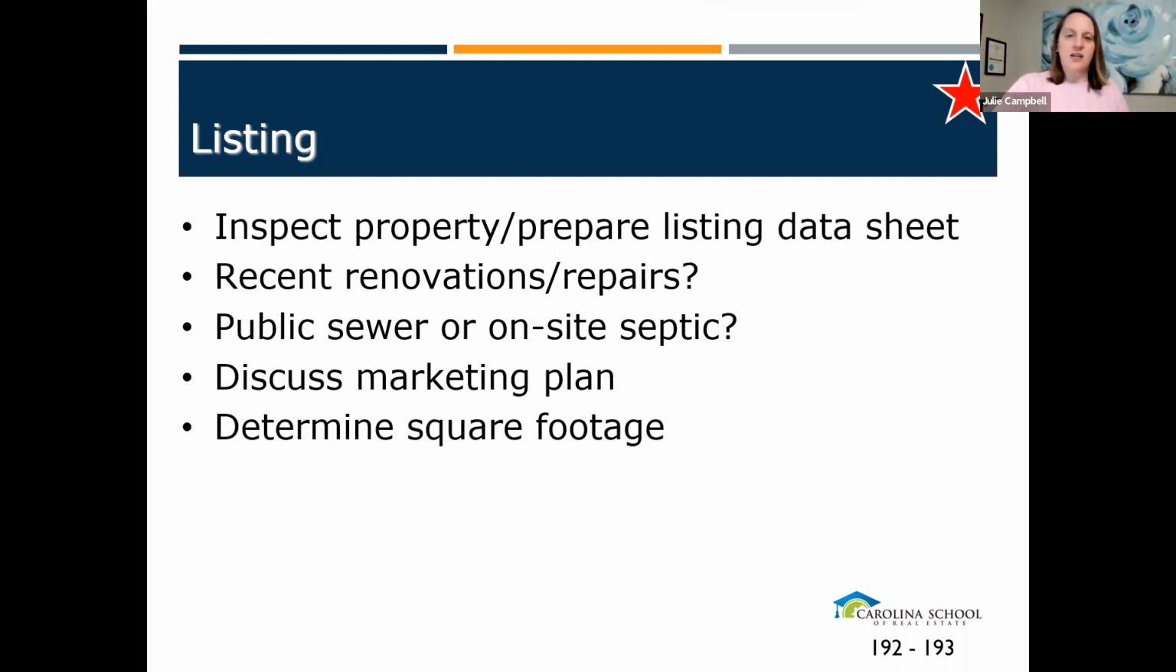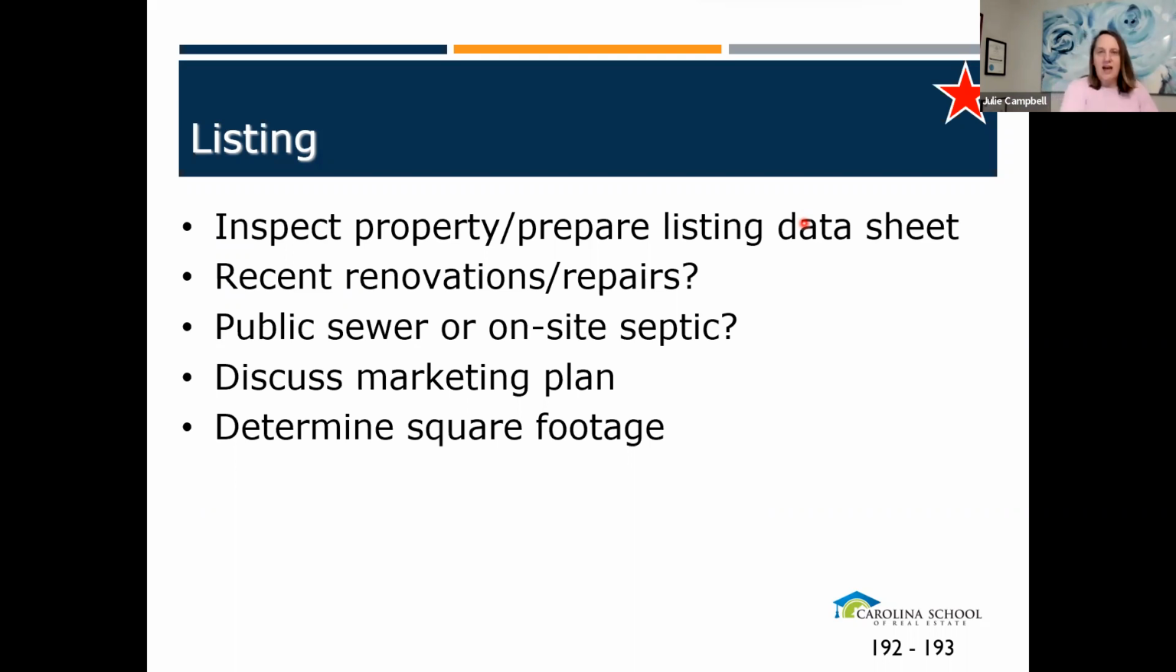This listing data sheet, again, I've got a sample for you guys to look at. I actually take it with me when I go, because as I'm going through the home, I want to be able to make notes on it right there. This may sound horrible, but I'm here to tell you guys, after a while, all these homes that you see kind of run together. The last thing you want is to get home and wonder, now did this house have that? Or is that another house that I saw? So the way you keep them separate is by taking good notes.